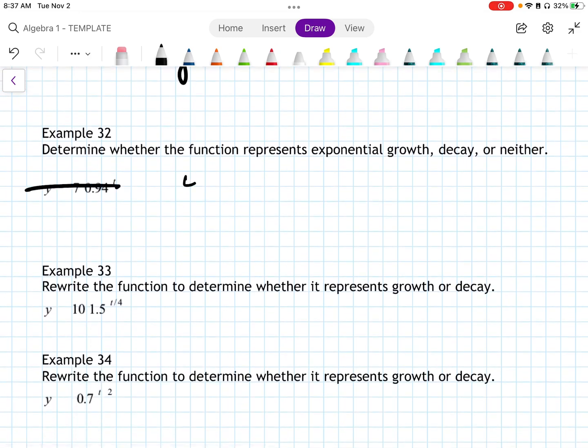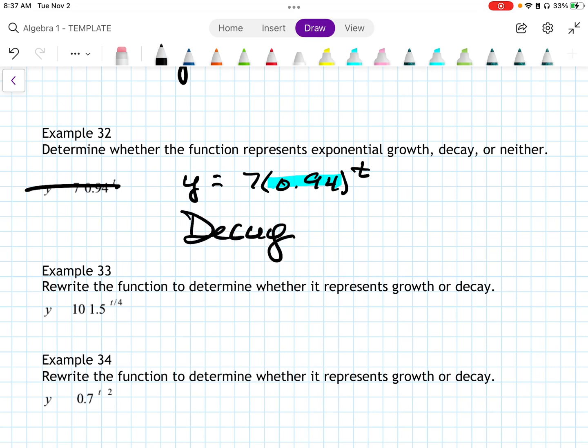Next up, this is supposed to be y equals 7, parenthesis 0.94 to the t. We look right there, that is less than 1, so this is a decrease, this is a decay. This would be a 6% decay because 1 minus 0.06 gives me 0.94, and 0.06, this guy right here, is 6%.